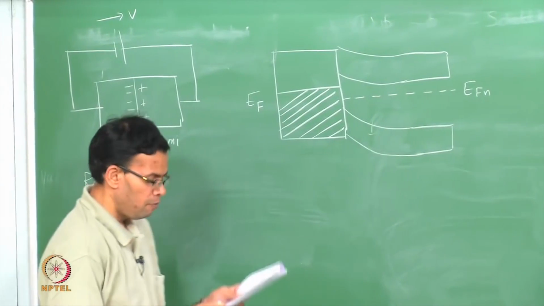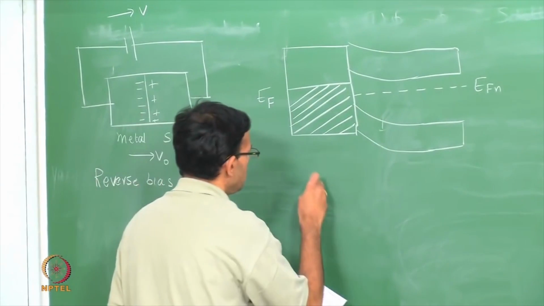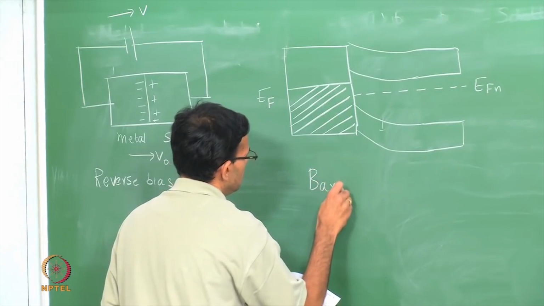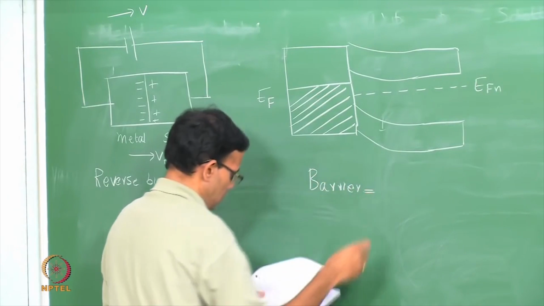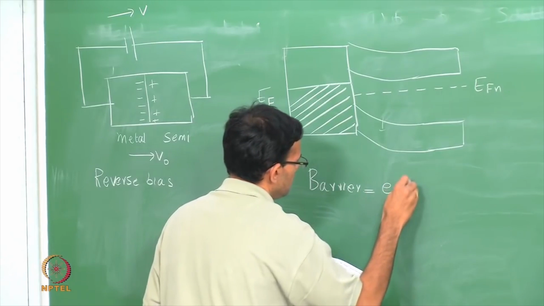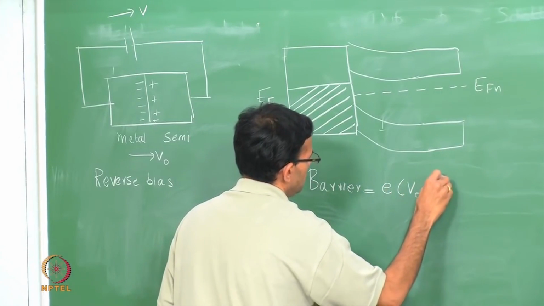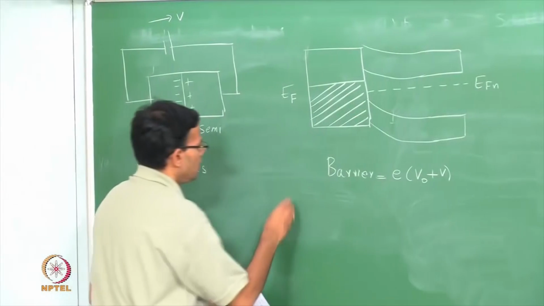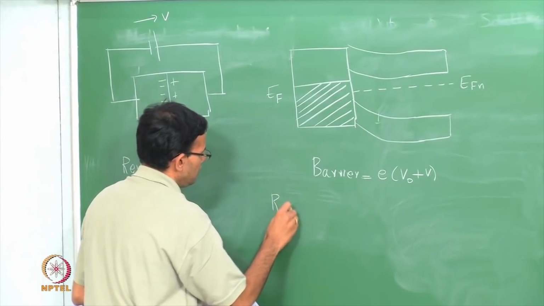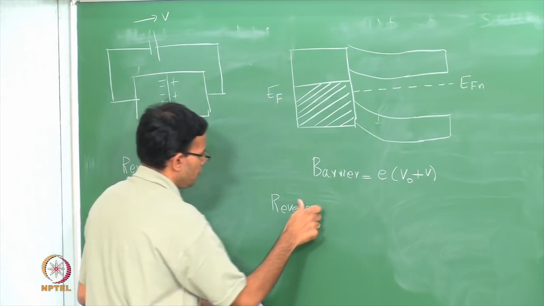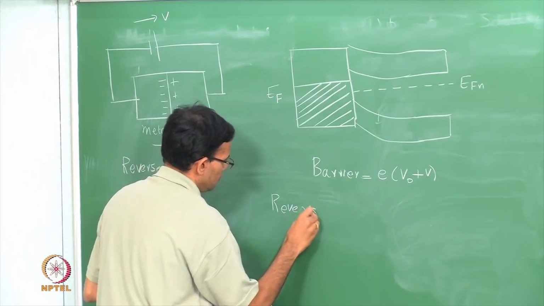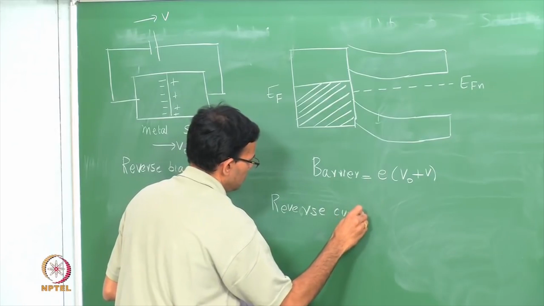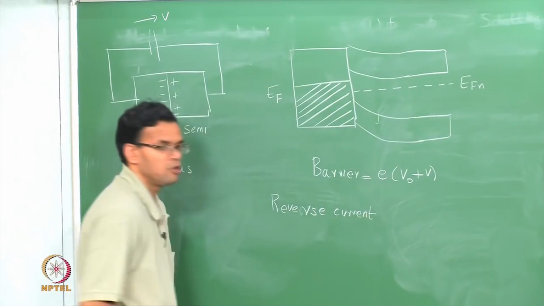Which means the overall barrier has now gone up. So, the barrier is E V naught plus V. In the case of reverse bias, there is a small current that goes from the metal to the semiconductor, and this current, which is your reverse current, depends upon the Schottky barrier.